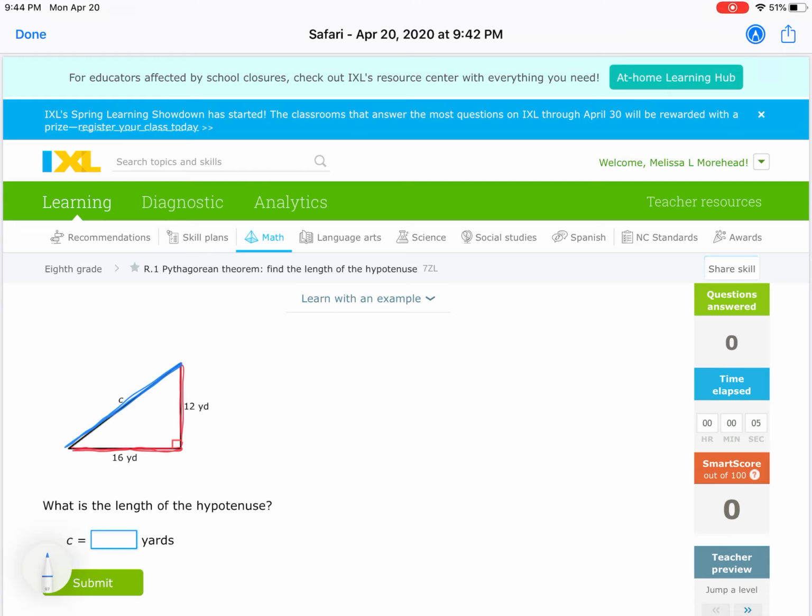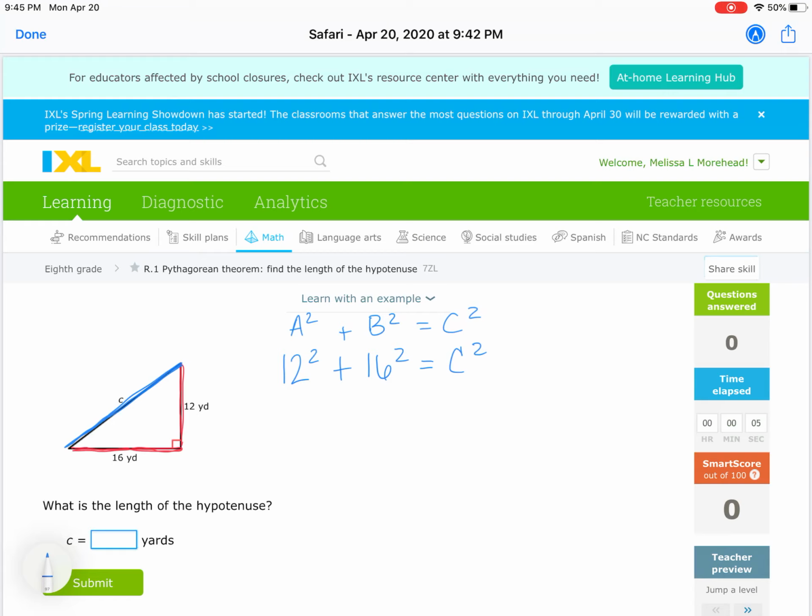All right, so if you watched the video on the lesson that Miss Carpenter made, then you already know these formulas. And you know that you're supposed to take your numbers, 12 squared plus 16 squared equals C squared. So this is your A squared plus B squared equals C squared. That's your formula. And I would have a calculator out because you're going to be using that a good bit. So go ahead and put those numbers in.